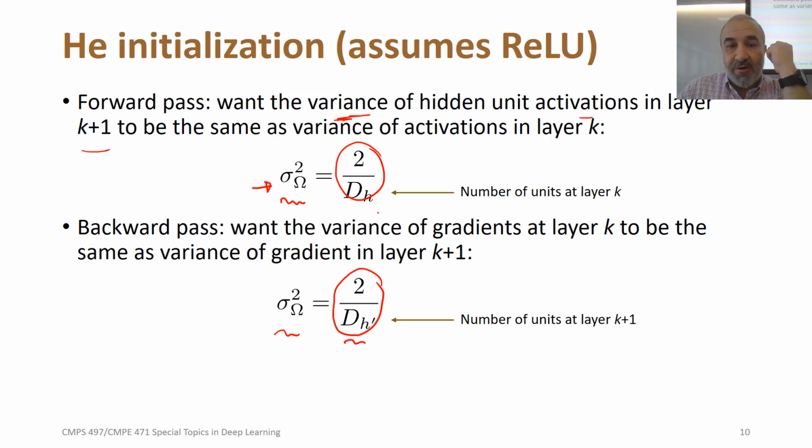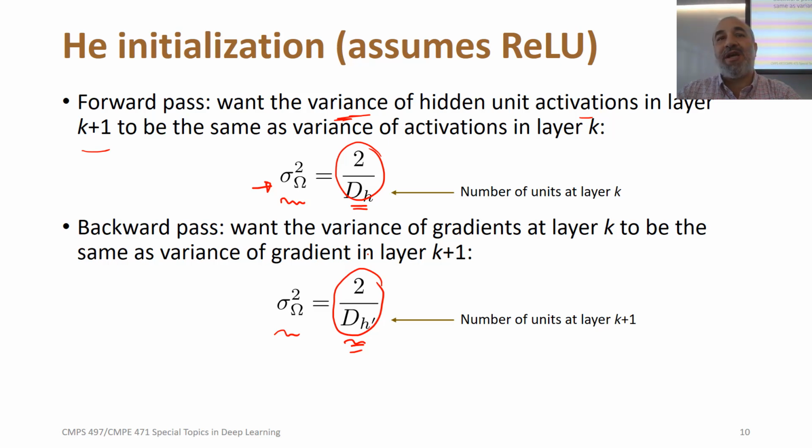How? If these values are not the same, we cannot do both. If these values are the same, we are done. Meaning, if the number of units in layer k is exactly the same as the number of units in layer k plus 1, we will set the variance to 2 divided by that number. If we have 10 here and 10 here, we will make the variance 2 over 10. Right? If they are not, then we have to find a solution.